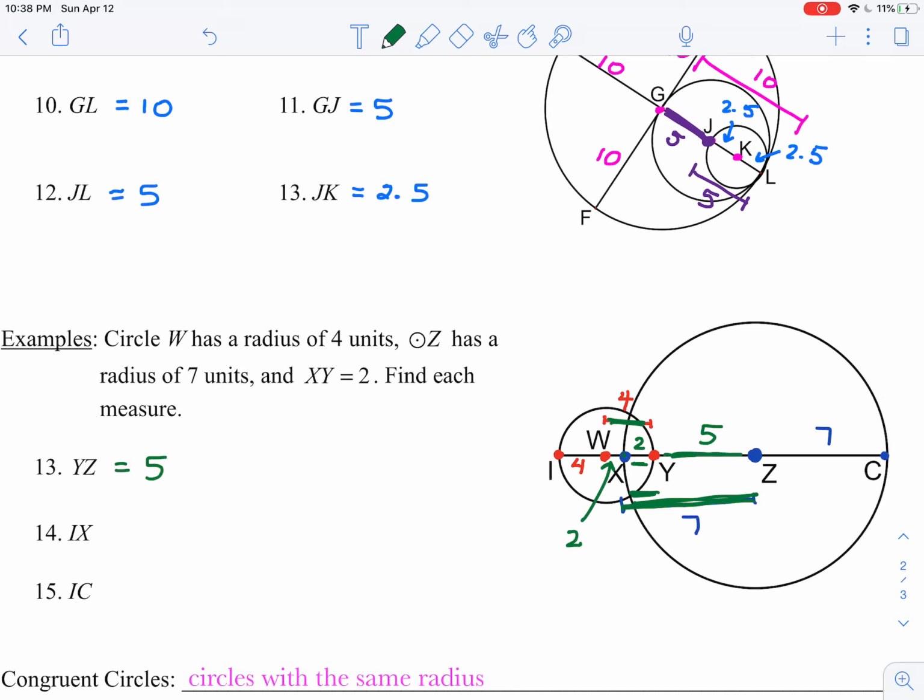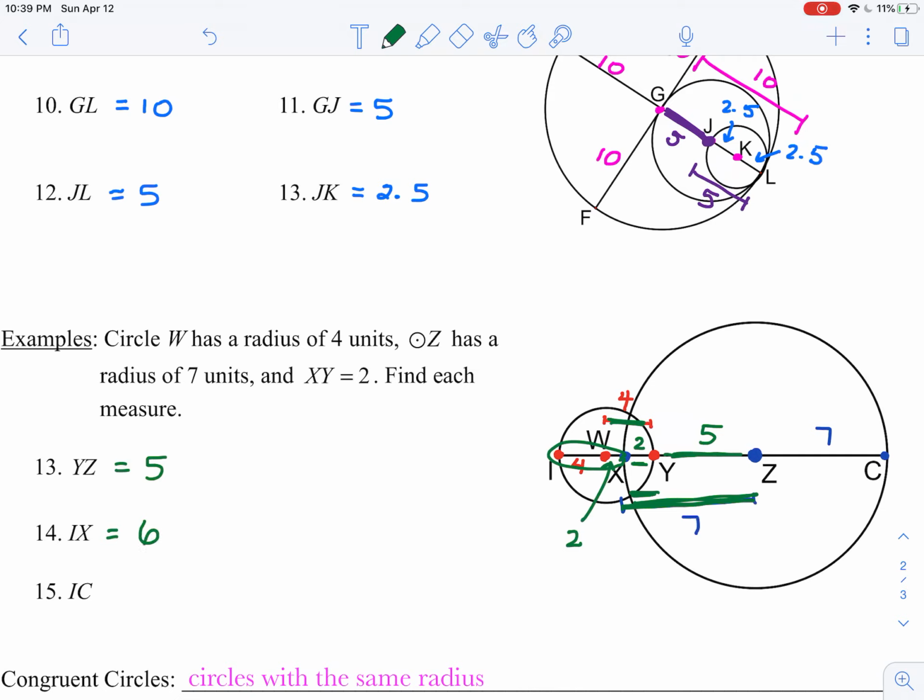IX, so from I over to X, has 2 different parts. One is 4, and the other is 2 units. So I to X should be 6.